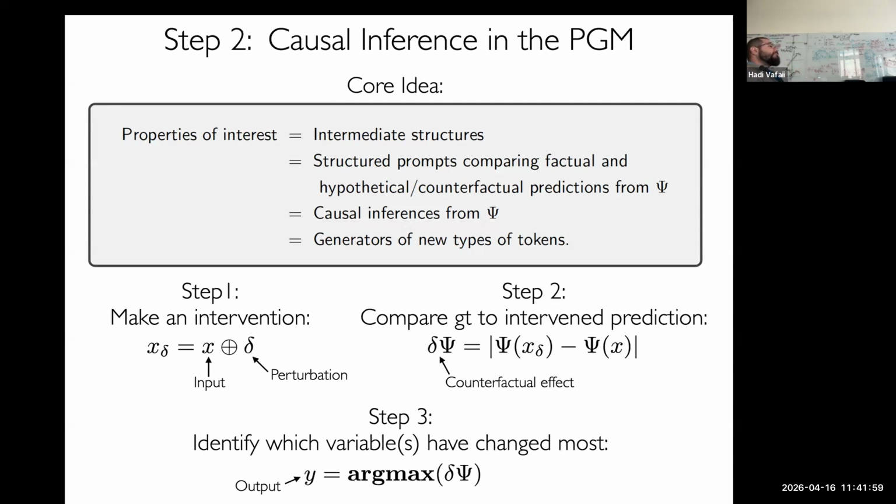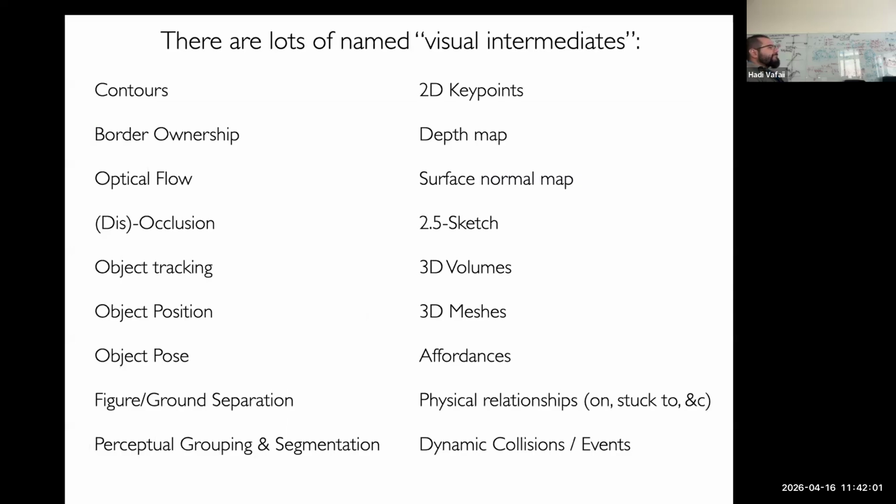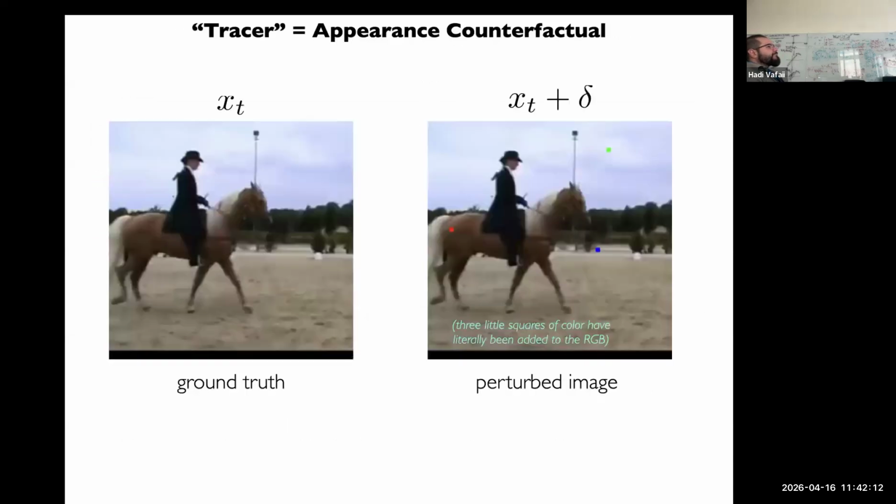Okay, so now let's do this in practice. There are lots of named visual intermediates. I'm going to claim they're all, or maybe many of them anyway, very simple causal inferences in the underlying psi model that I just told you about. Let's start with optical flow. On the left is an image, xt, and on the right is a perturbed image, xt plus delta, where three little perturbations have been made.